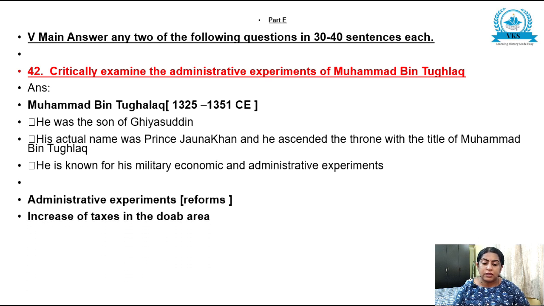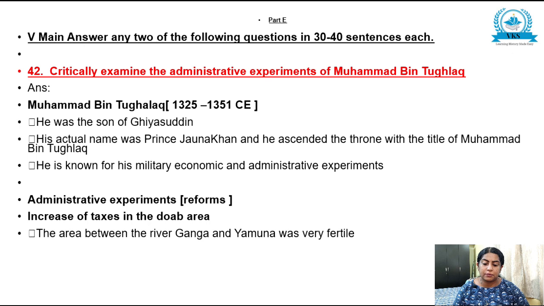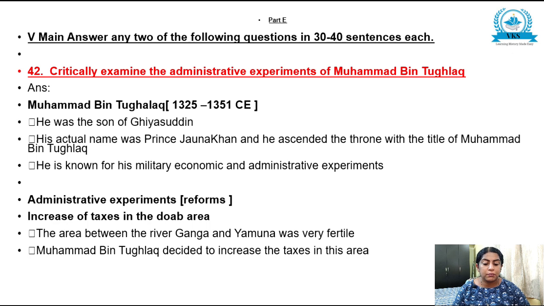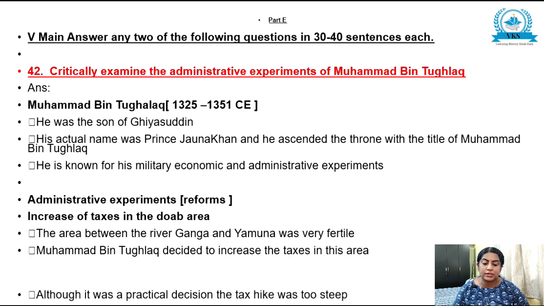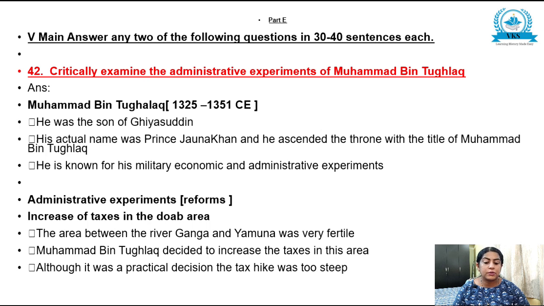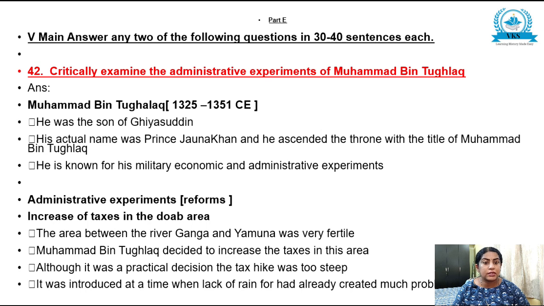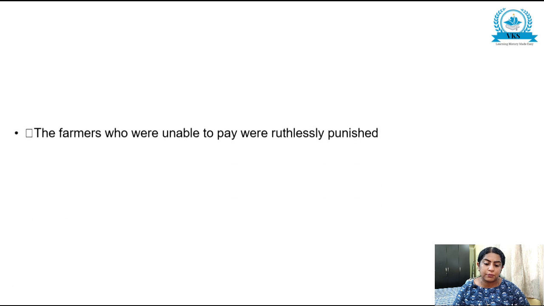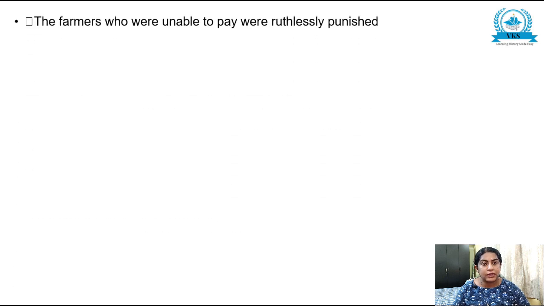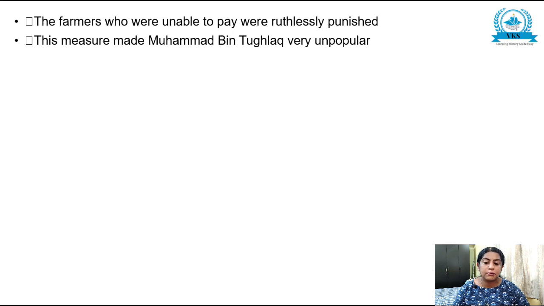The first one, increase of taxes in the Doab area. The area between the river Ganga and Yamuna was very fertile. Muhammad bin Tughlaq decided to increase the taxes in this area. Although it was a very practical decision, the tax hike was too steep. It was introduced at a time when lack of rainfall had already created many problems. The farmers who were unable to pay the taxes were ruthlessly punished, and this measure made Muhammad bin Tughlaq very unpopular. So that was the first administrative experiment of Muhammad bin Tughlaq.